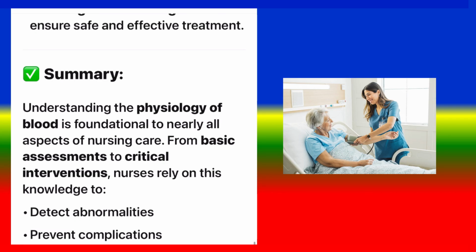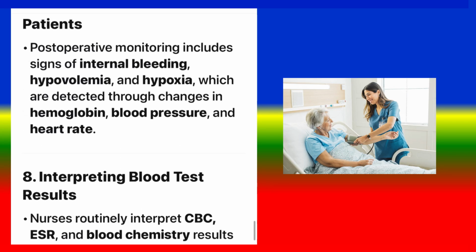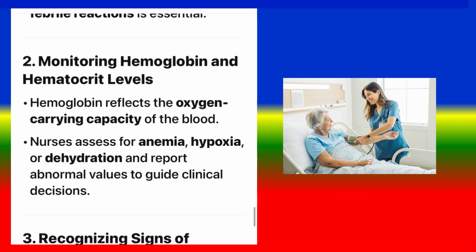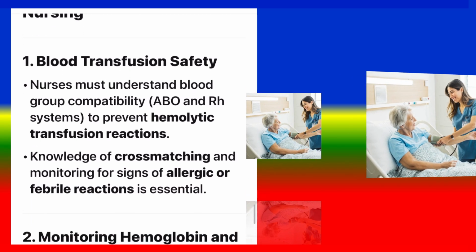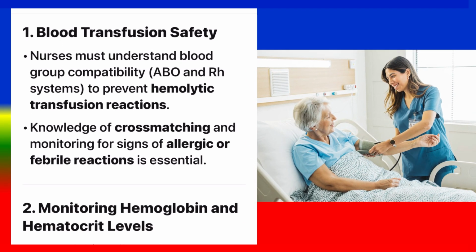Here is a detailed explanation of the 15 applications of blood physiology in nursing practice. 15 detailed applications of blood physiology in nursing. 1. Blood transfusion safety. Nurses must understand blood group compatibility, ABO and Rh systems, to prevent hemolytic transfusion reactions. Knowledge of cross-matching and monitoring for signs of allergic or febrile reactions is essential.